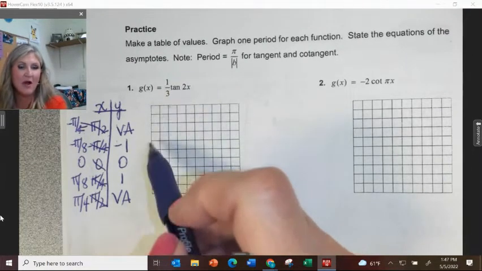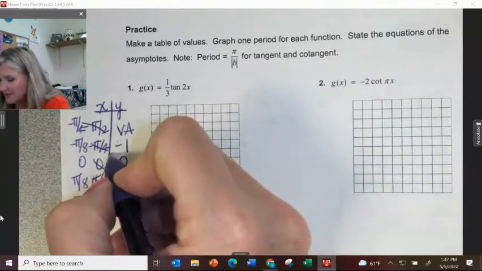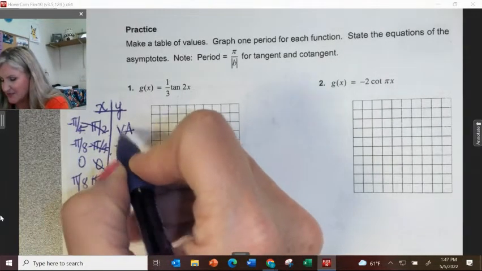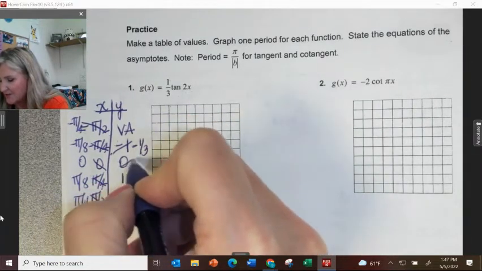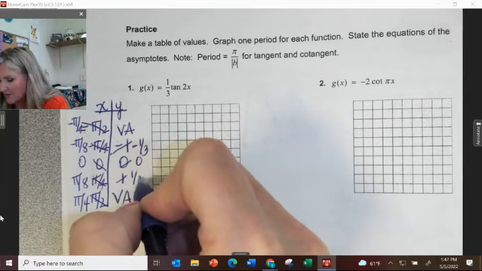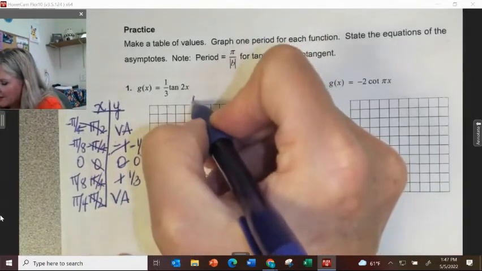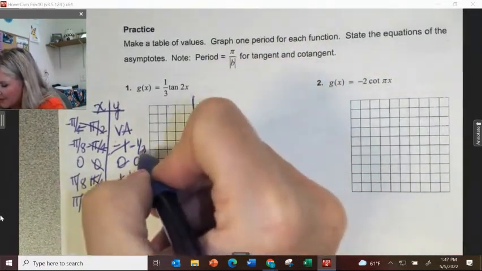It's going to multiply our y's by 1/3, right? So this is a vertical asymptote; times 1/3 doesn't change anything. But this is now going to be negative 1/3. That's still 0, and that's going to be 1/3. All right, all we have to do is graph one period.